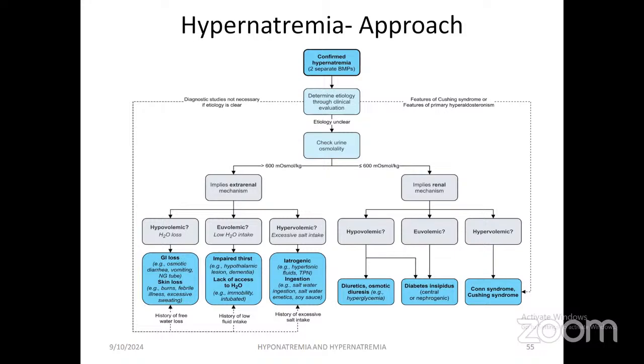If urine osmolality is less than 600, again we'll have to see if it is hypovolemic, euvolemic, or hypervolemic. Hypovolemia is due to diuretics or osmotic diuresis. Euvolemia is because of diabetes insipidus, and hypervolemia could be because of Conn syndrome or Cushing syndrome.